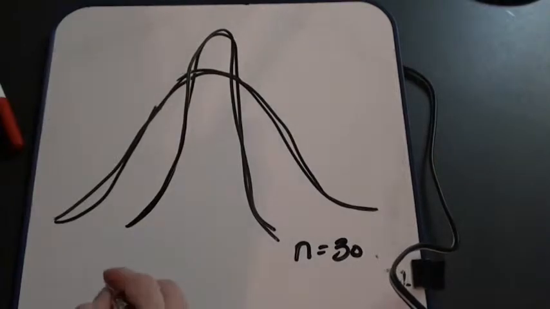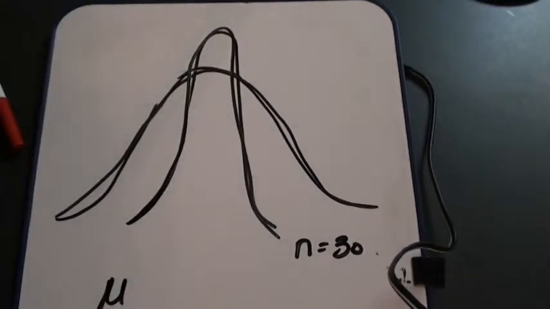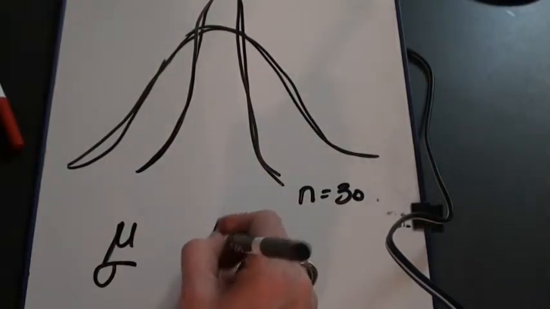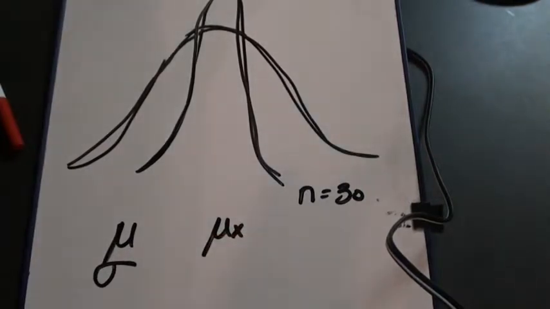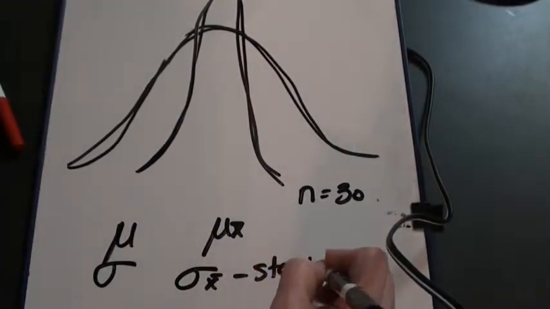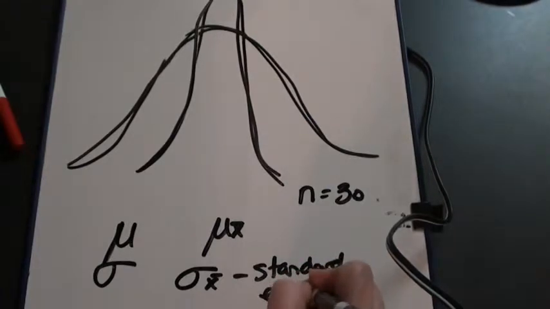Okay. One thing we need to know is, as you remember from chapter 6, you had to know the mean and the standard deviation to be able to calculate probabilities. Well, the same is true in the sampling distribution, except you need the mean of the sampling distribution. So we need the mean of the sampling distribution, and we also need what's called the standard error, or the standard deviation of the sampling distribution.